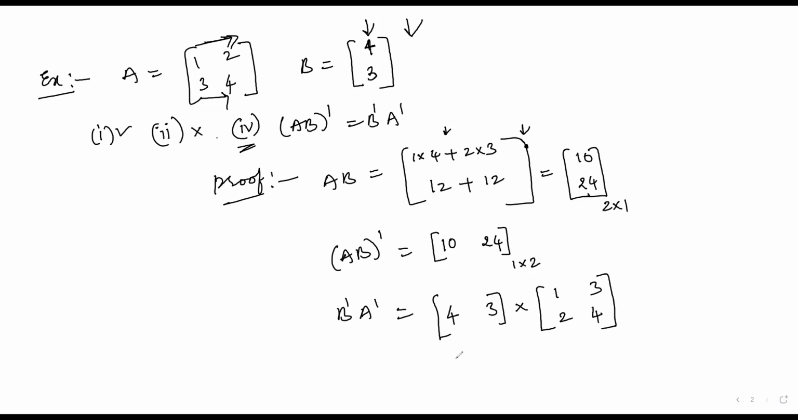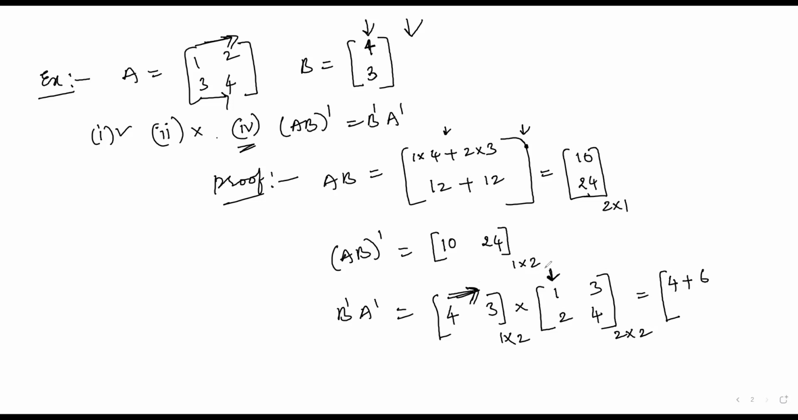Now we can do this, 1 by 2, this is 2 by 2. What do you get? So 4 into 1 plus 3 into 2. This row we have to multiply with this column. 4 into 1 is 4, plus 3 into 2 is 6. This entire row multiplies the entire column.